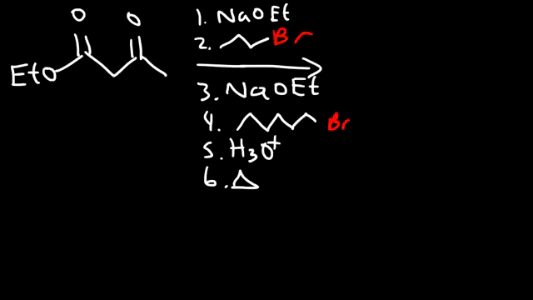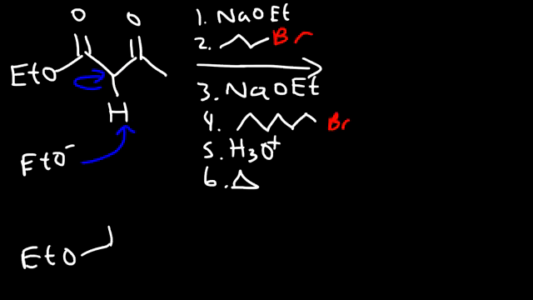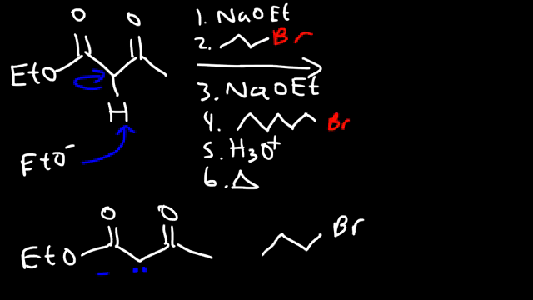So let's write a mechanism for this reaction. Now the first step is going to be the same, deprotonation. And then in the second step, we're going to have alkylation. So let's react it with propyl bromide.